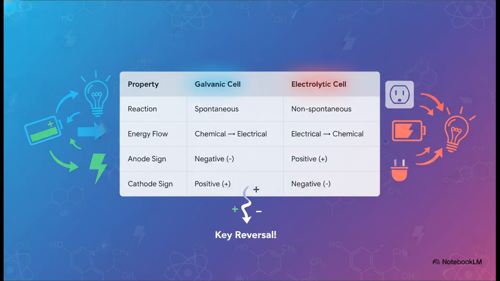A galvanic cell: spontaneous reaction, makes electricity. An electrolytic cell: non-spontaneous, uses electricity. But look closely at the signs of the electrodes. They're flipped. This comparison is a classic exam question, so you'll definitely want to lock this information in.